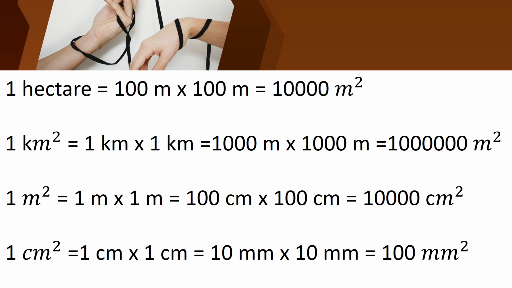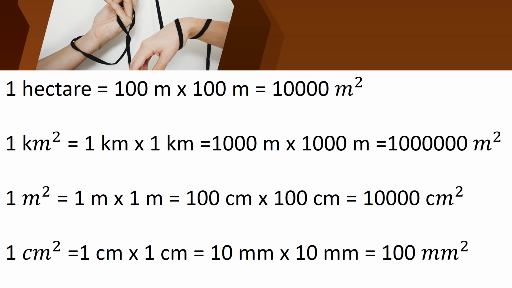And 1 meter square, we can write as 1 meter into 1 meter. So 1 meter equals 100 centimeter, 100 centimeter into 100 centimeter, so 10,000 centimeter square. 1 meter square equals 10,000 centimeter square. And 1 centimeter square equals 1 centimeter into 1 centimeter. 1 centimeter equals 10 millimeter, so 10 millimeter into 10 millimeter, 100 millimeter square.